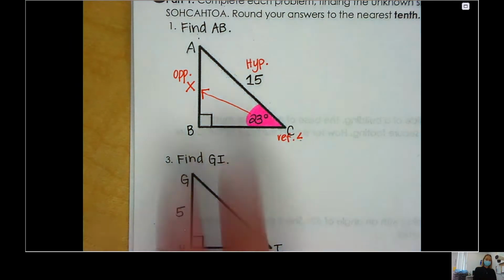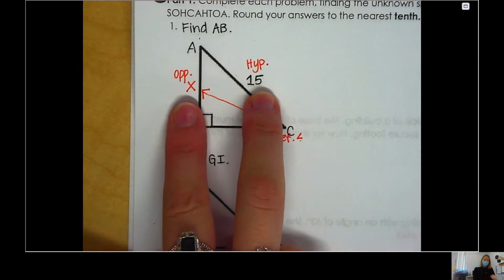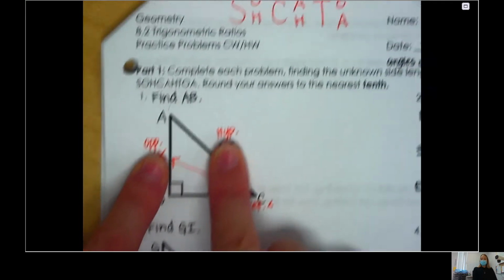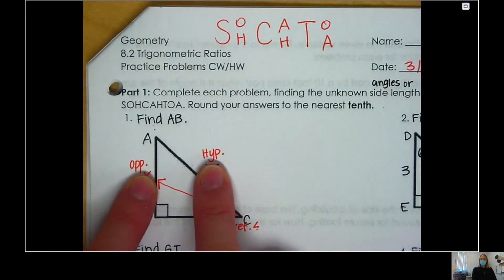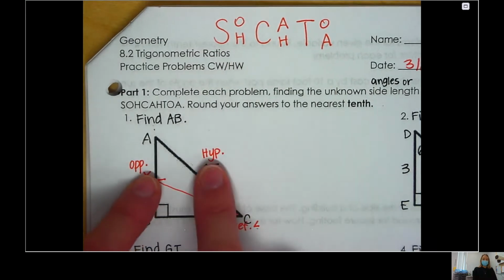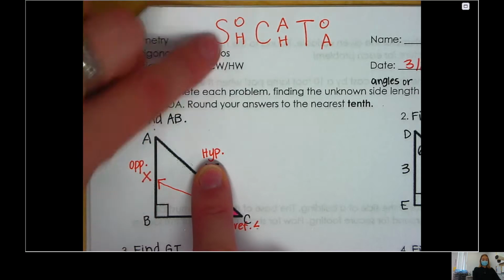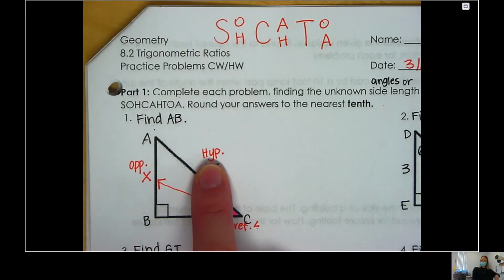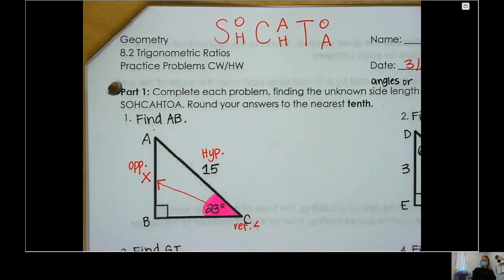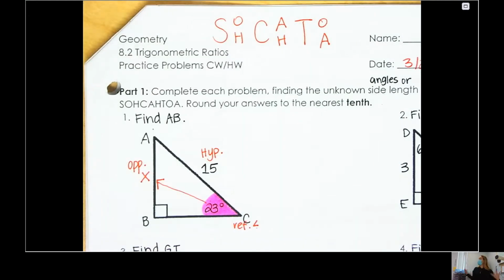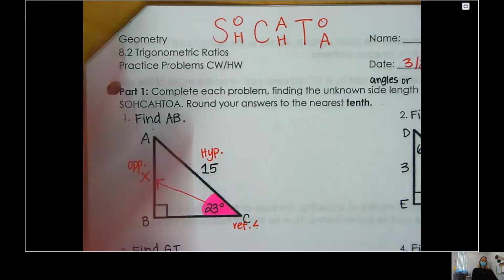Now, because these are the only two pieces I'm given, they are the opposite and the hypotenuse. I come up to my little mnemonic device here and I say, okay, which one of these three uses the opposite and the hypotenuse? The S. And what does the S stand for? The sine. So we're going to use the sine ratio. So when I go to use my calculator, I have to use the one that says SIN. Okay, that's how you know which one to use. You're using the information given to you.